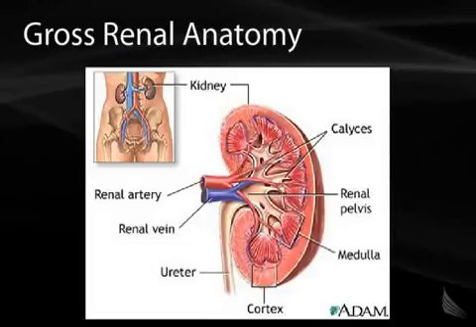This is an image of the gross renal anatomy. The important things to remember are there is the renal pelvis, where the renal vein, renal artery, and ureter enter and exit. The branching segments of each of these go deeper into the renal cortex and the medulla, which forms the functional units of the kidney.